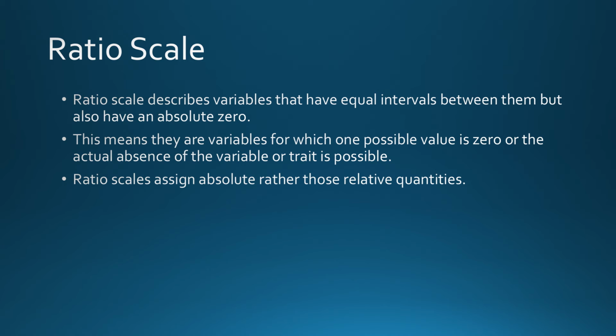Ratio scale. Ratio scale describes variables that have equal intervals between them but also have an absolute zero. This means they are variables for which one possible value is zero or the actual absence of the variable or trait is possible. Ratio scales assign absolute rather than relative quantities.